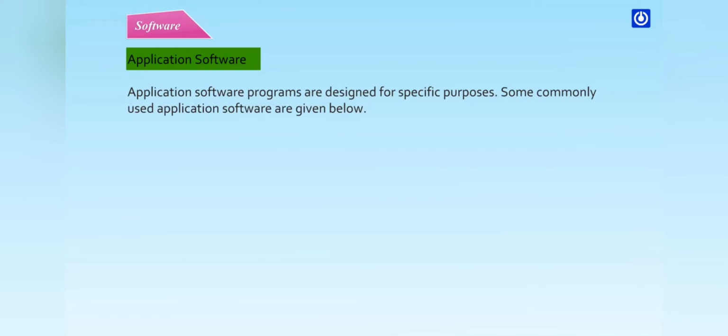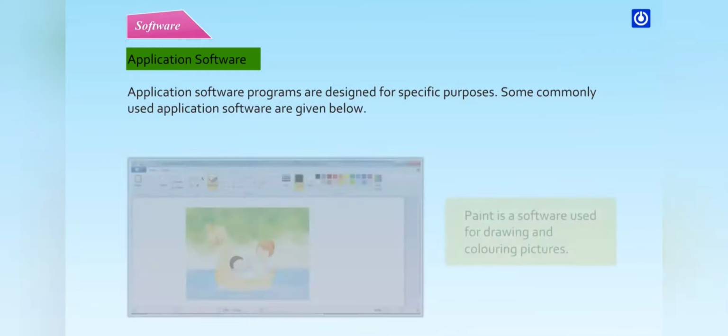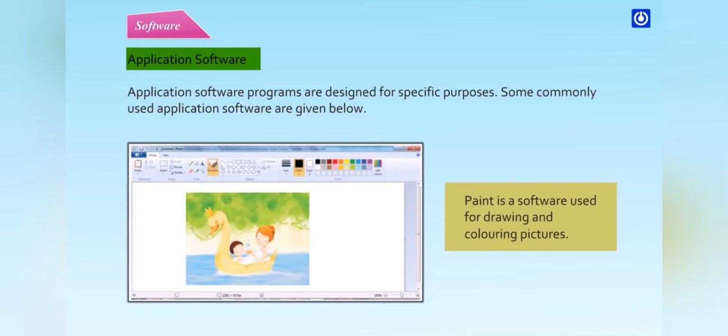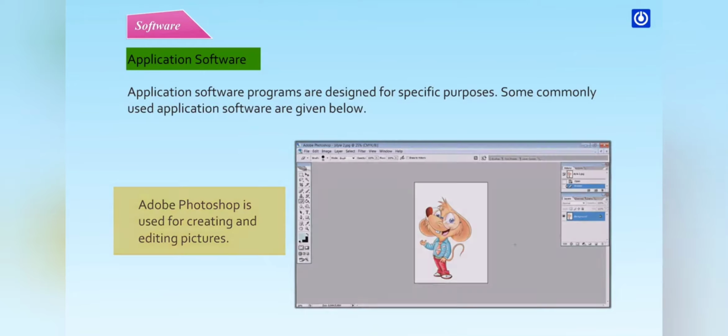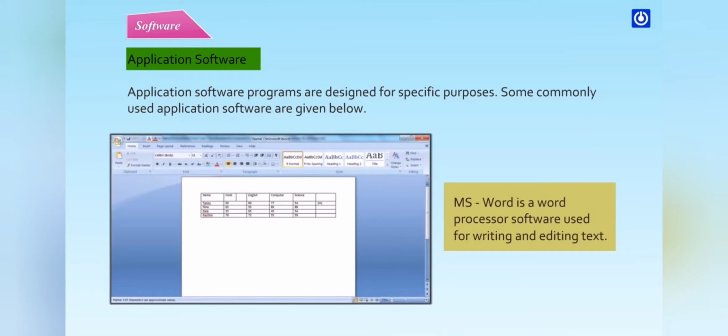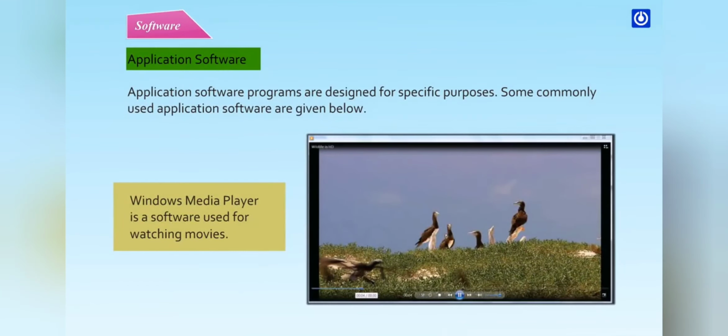Application software. Application software programs are designed for specific purposes. Some commonly used application software are given below. Paint is a software used for drawing and coloring pictures. Adobe Photoshop is used for creating and editing pictures. MS Word is a word processor software used for writing and editing text. Windows Media Player is a software used for watching movies.